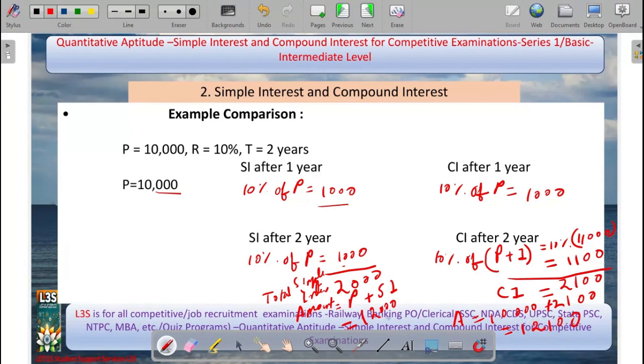So simple interest amount after 2 years is 12,000, and compound interest amount after 2 years will be 12,100, which is more than SI by 100, and this is due to consideration of interest after the first year. I hope it is clear now.